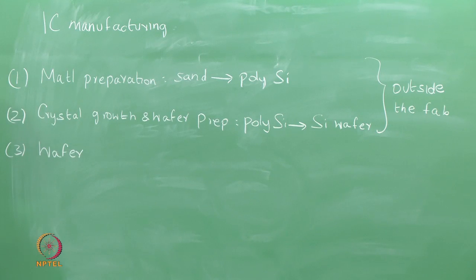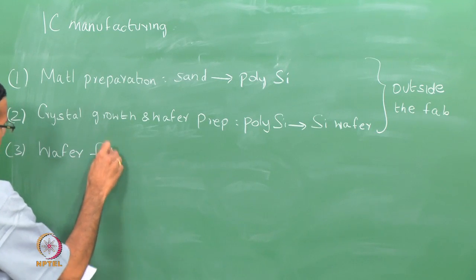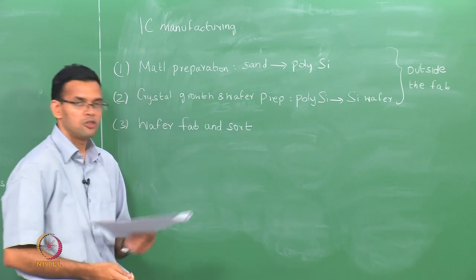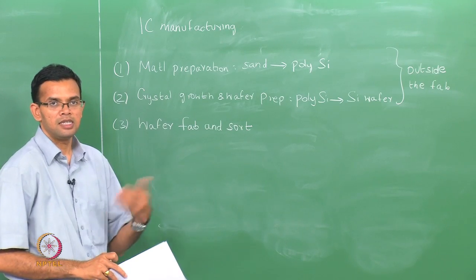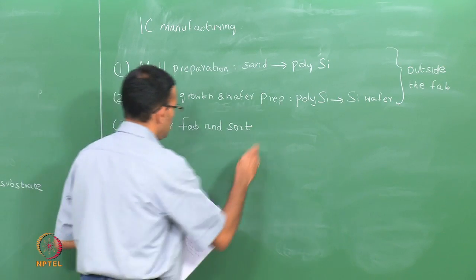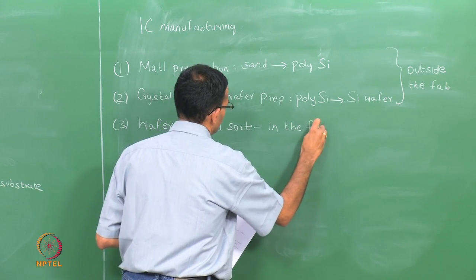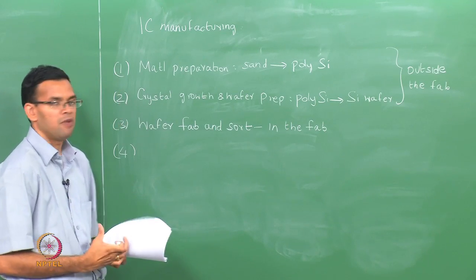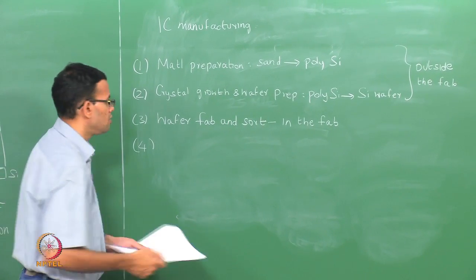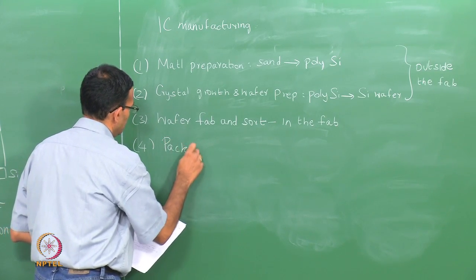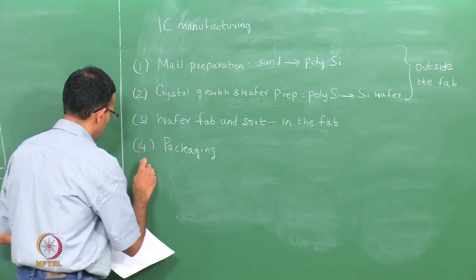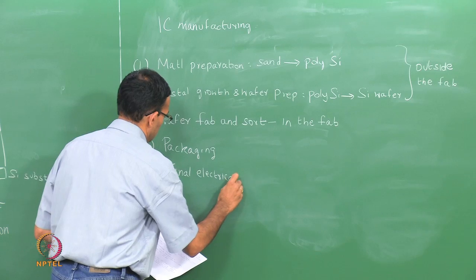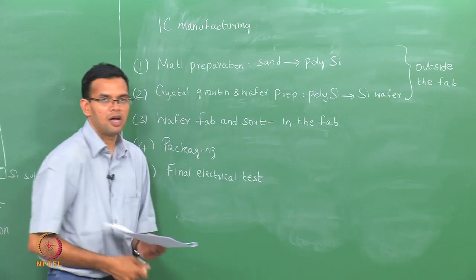So, next step, which is the critical step that happens in the fab, is making the IC circuit within the fab and also sorting. So, sorting means once the circuits are made, testing the devices and separating the good and the bad ones. So, this happens in the fab. Once sorting is done, the individual chips from the wafer, so a given wafer can have hundreds of chips. So, the individual chips are separated and then they are packaged. And after packaging, a final electrical test is done. And then the chips are ready for use.